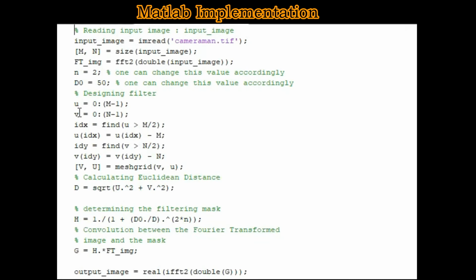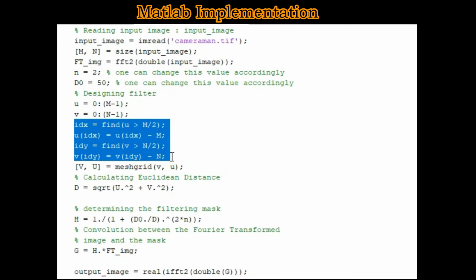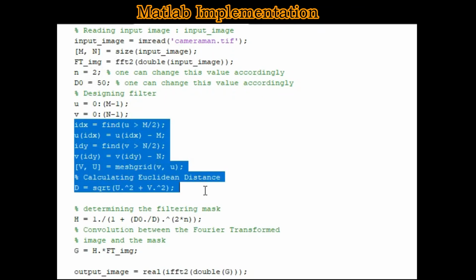Okay. This is the code for the Butterworth high pass filter. Here I'll consider the same cameraman image. First we read the image. Later we perform the discrete Fourier transformation, that is FFT2. Then the order n is 2, and the distance value, meaning the cutoff frequency, is 50. After that we find the distance value d, where D is equal to the square root of (u minus M divided by 2) whole square plus (v minus N divided by 2) whole square.